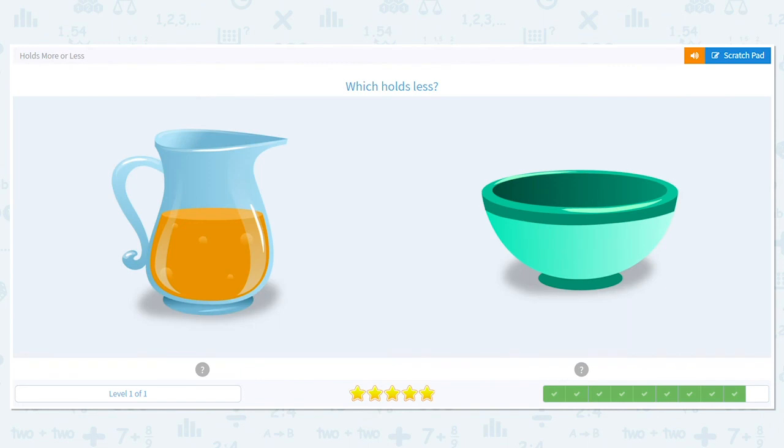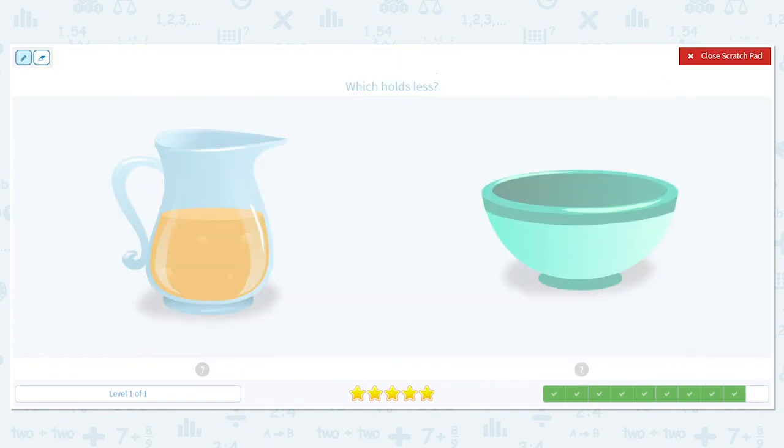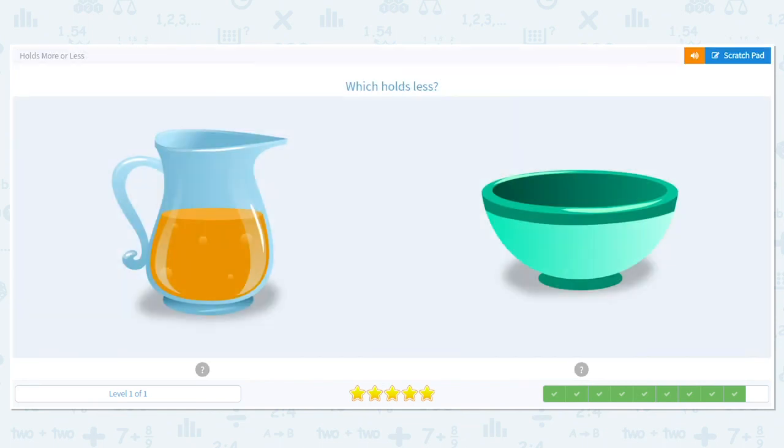Let's try one more. Which holds less here, a pitcher or a bowl? Well, I'm going to use what I know. I know that sometimes if I've been out at a restaurant and I have cereal in a bowl, they bring out a pitcher of milk. And then I take the pitcher and I pour some of the milk into my bowl. So that tells me my bowl is going to be smaller than a big pitcher holding milk. So which holds less? The bowl.